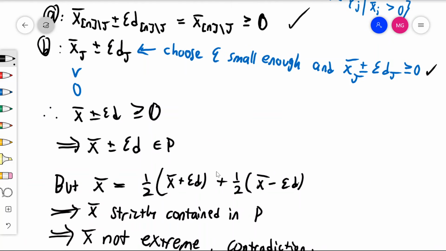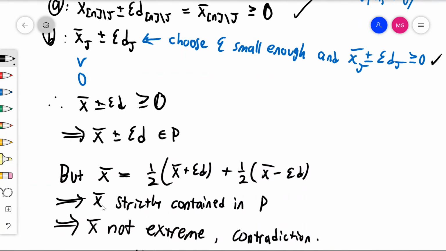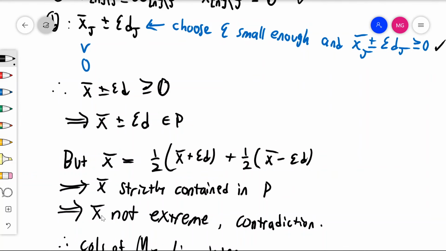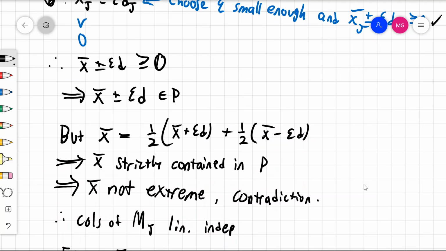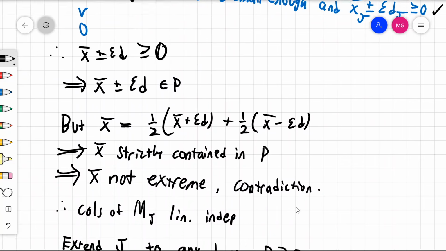But the contradiction that we now get is that x bar is strictly between those two points. It's half of x bar plus epsilon d plus half x bar minus epsilon d. So x bar is strictly between these two points of the polyhedron, x bar plus epsilon d and x bar minus epsilon d. And so that implies that x bar is not extreme. And that is a contradiction with what we originally assumed, that it was an extreme point.